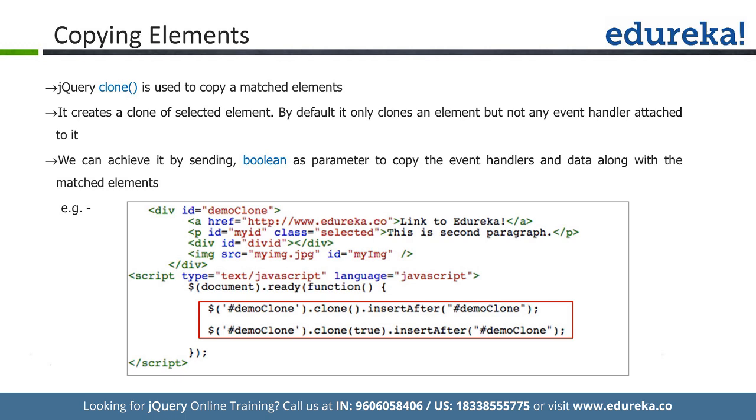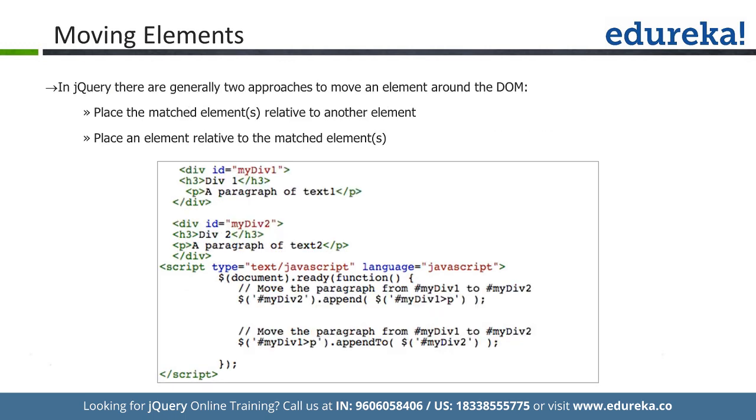Moving on to the next one. There are two approaches to move an element around the DOM. One is placing the matched element relative to another element, and the other one is placing an element relative to the matched elements. So one, basically what it does is that it takes the matched element and places it relative to another element. Or you take an element or you place an element which is relative to the matched element. And that is where append and appendTo come into the picture. So there is a slight difference between the two.